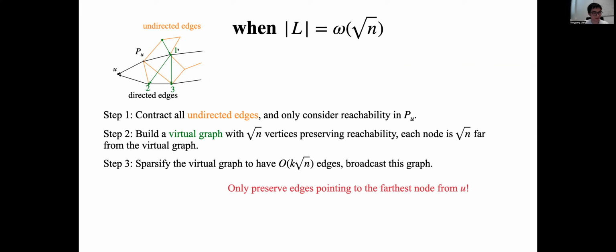So what does this mean? For example, node 1 has two edges to node 2 and node 3. But since we can do some pre-calculation to tell us that node 2 is closer to U in this path than node 3, we know that node 3 can anyway reach node 2, and we can just delete this edge and just preserve this edge from 1 to 3. And it will automatically reach 2 by the path from 3 to 2. So in that case, we can restrict the degree of each node to be k, and that will restrict the virtual graph to have k times root n edges so that we can broadcast it. That's a rough idea.